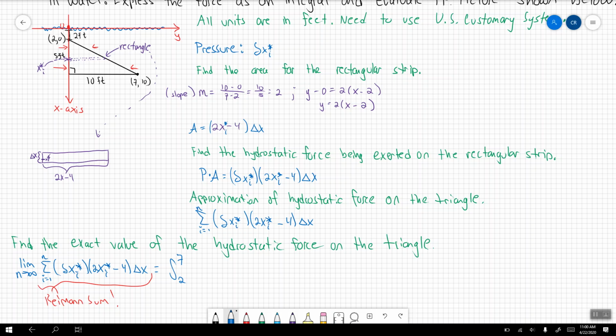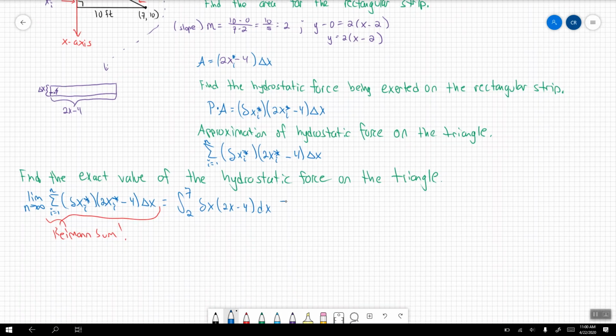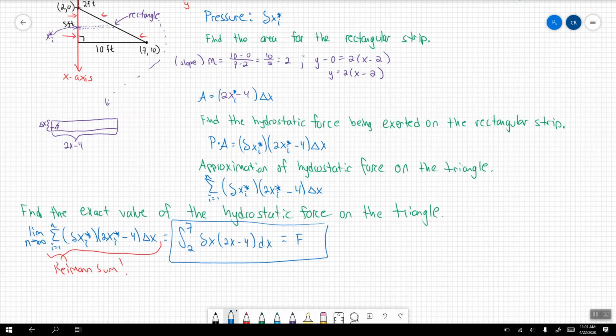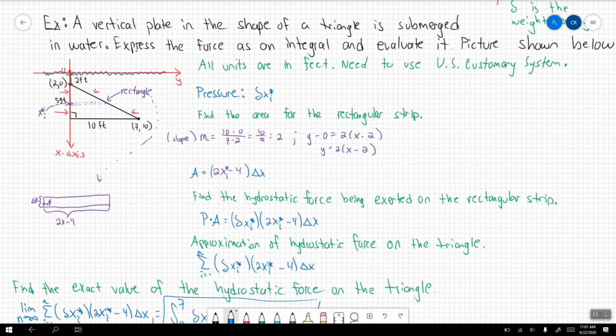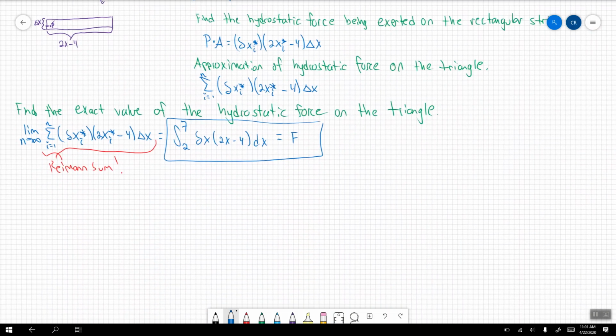There we are. Looking good so far. All right, so from 2 to 7, and then this delta, remember, delta, that's our constant. So delta multiplied by x multiplied by 2x minus 4, and this delta x is just my dx. Which means this should be able to find my hydrostatic force. And this is my first answer that I want to look at. Now, specifically because here on the question said express the force as an integral. So we expressed this hydrostatic force as an integral. All we have to do now is evaluate it.